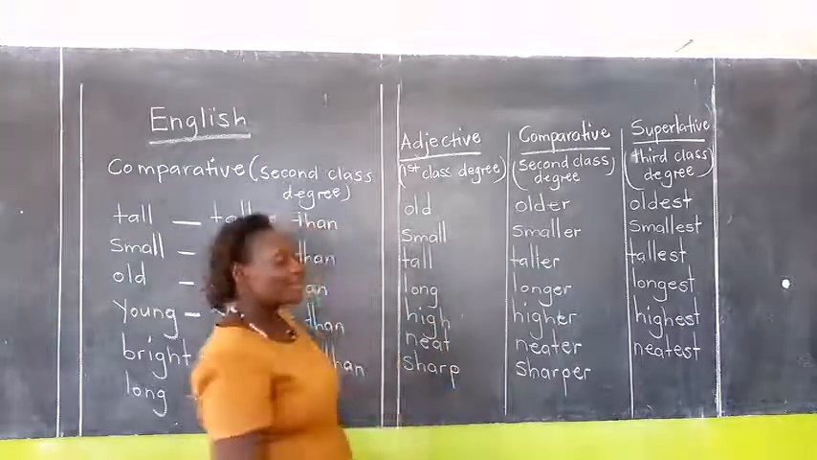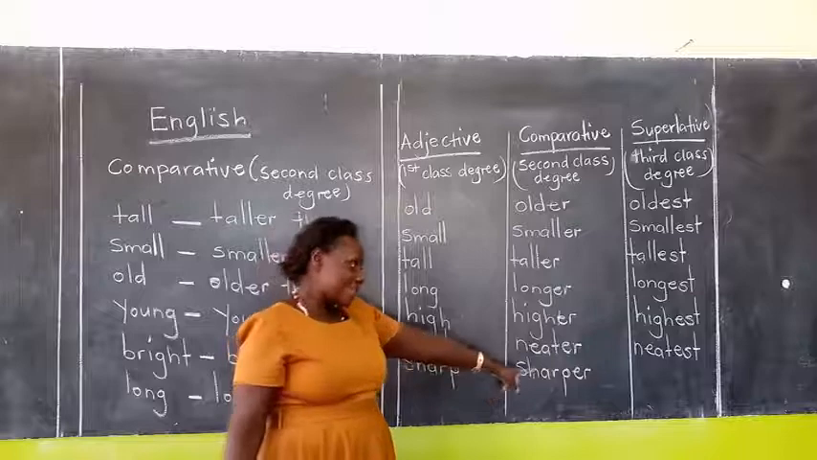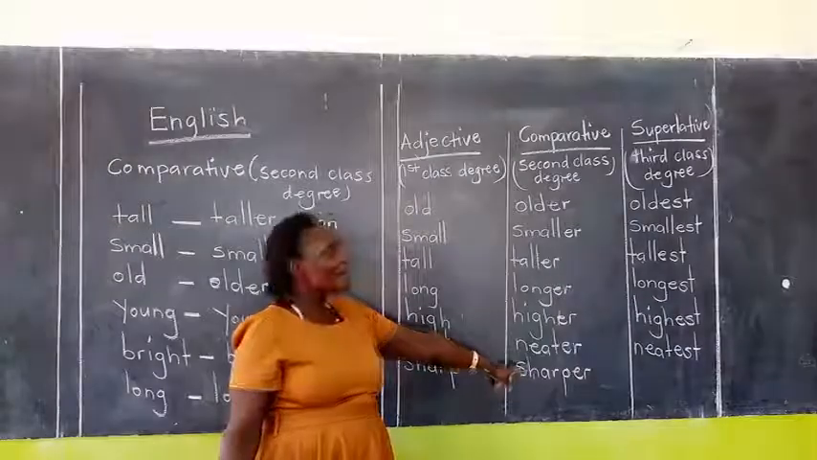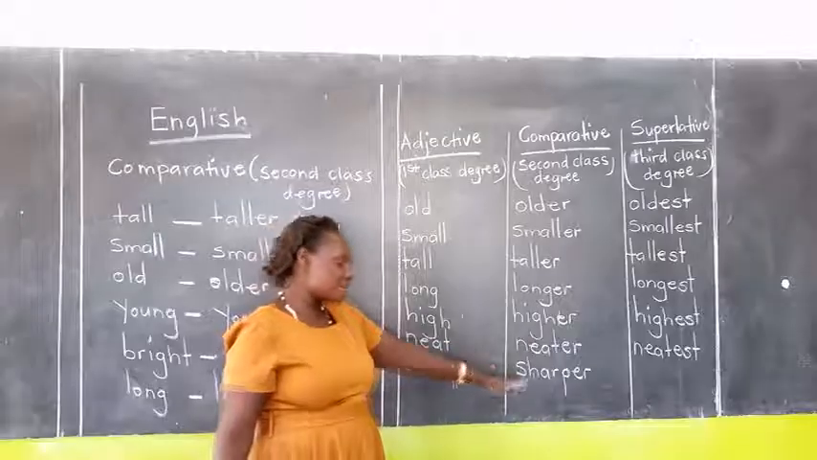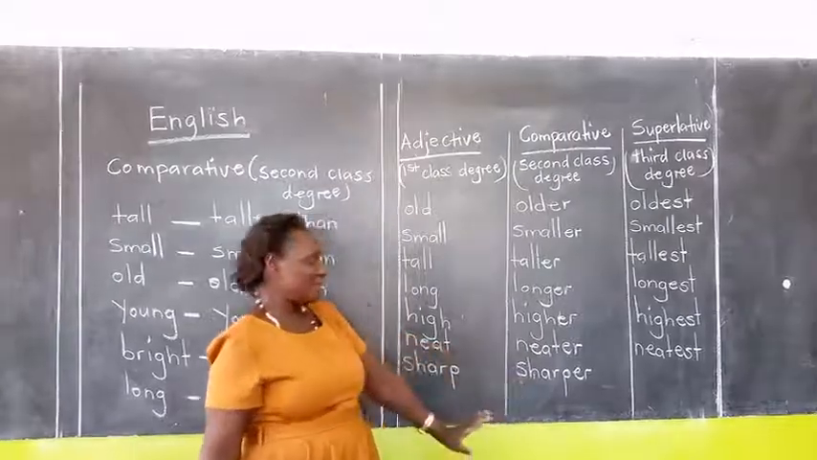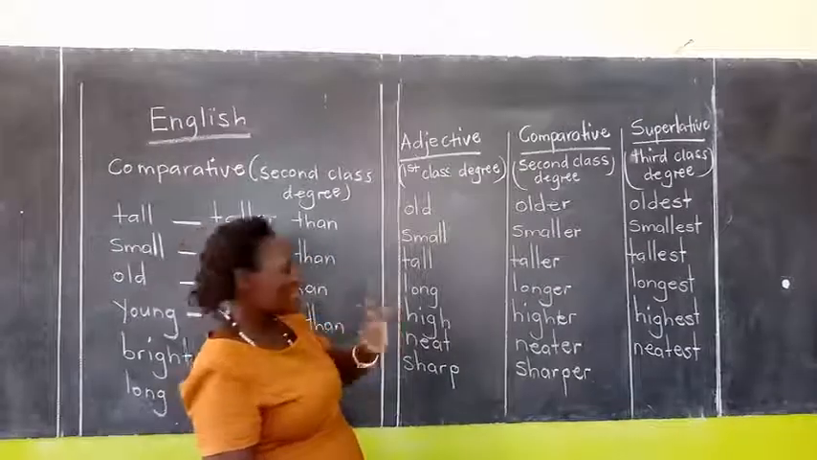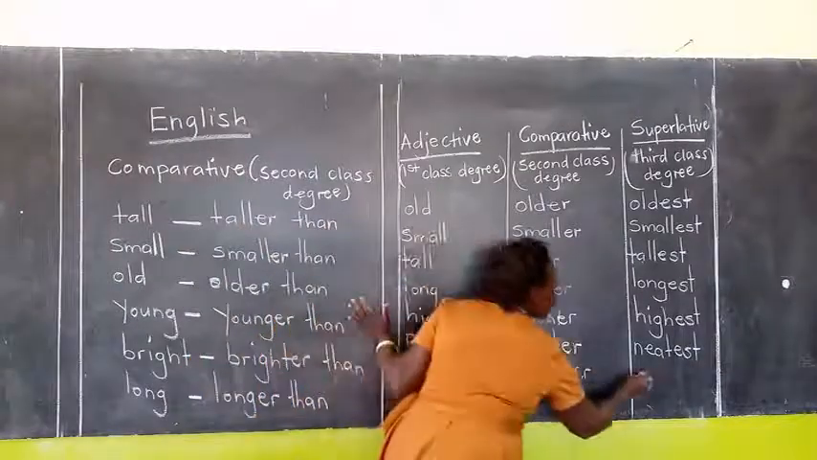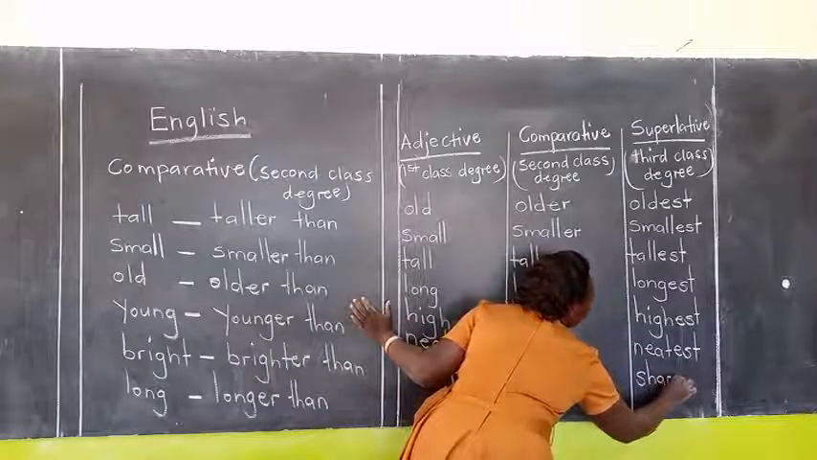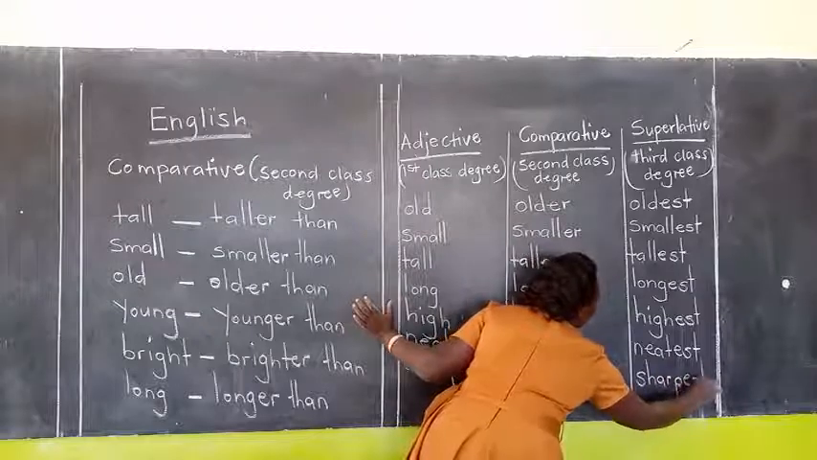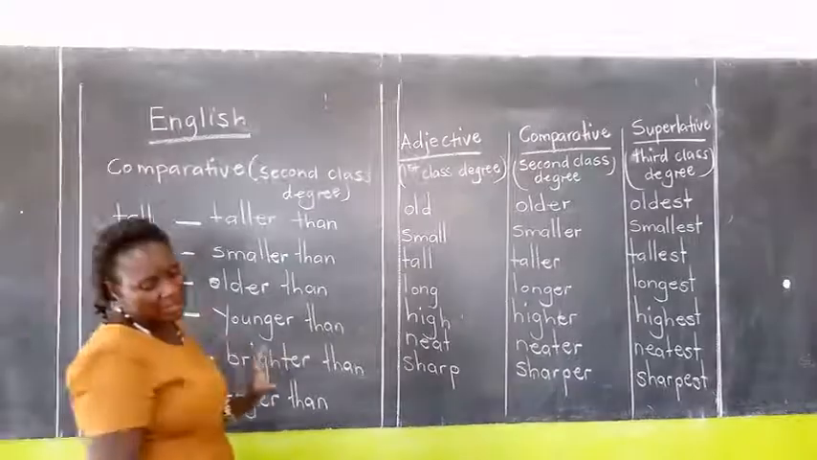Remember with the second class, we add ER, and after ER, if it is in sentence form, there should be "than" after the comparative. Then there is that one. When you are comparing the three, sharp, sharper, sharpest.